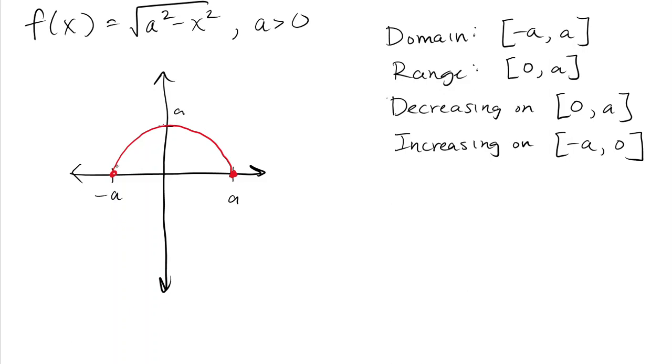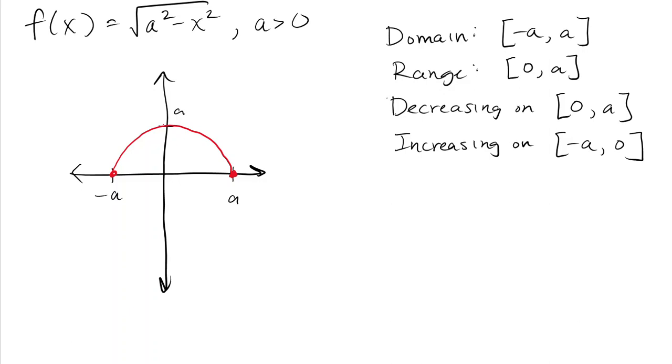The function starts off by increasing on the interval from negative a to 0, as you see here, and then it decreases after that. It's decreasing on 0 to a. I think it's a good idea to have these basic shapes memorized. We're going to run into these from time to time when we're talking about graphing techniques.